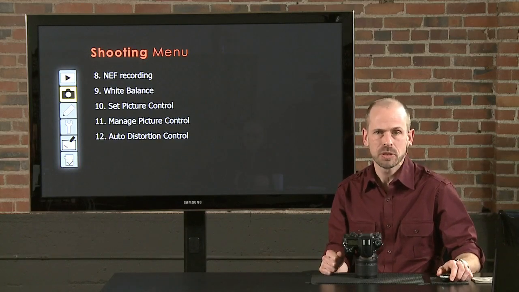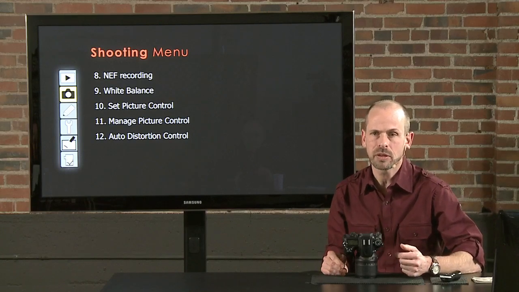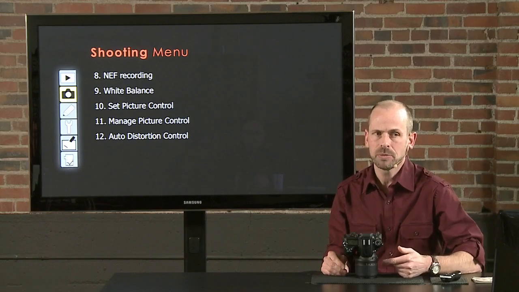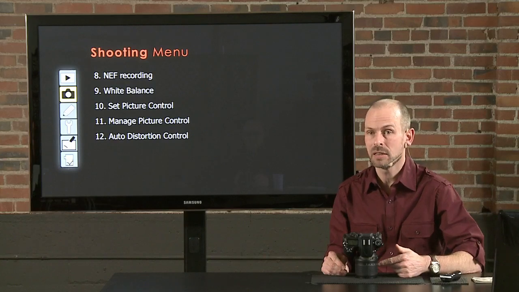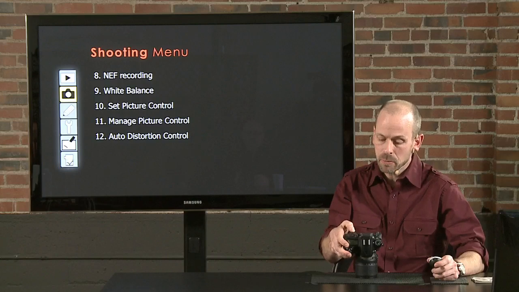Auto distortion control. This camera has a lot of things where it's communicating back and forth with the lens, and this is one of the areas that the camera may have problems communicating with a non-Nikon lens. In this case, this is one of the things that you might want to turn on.